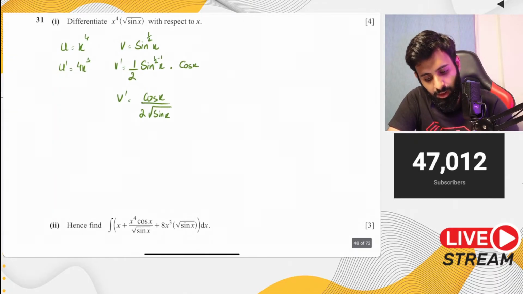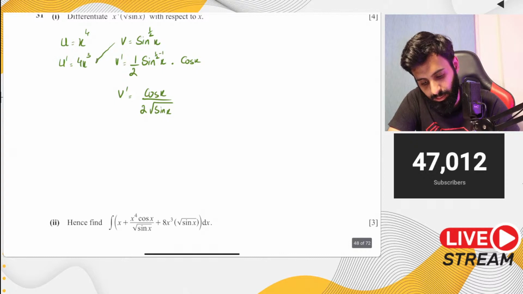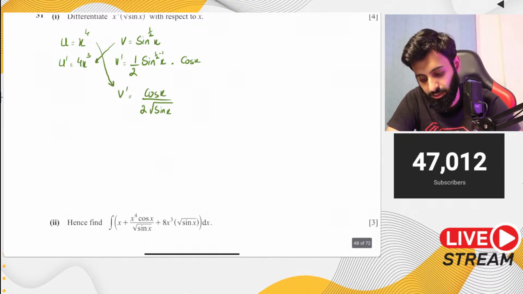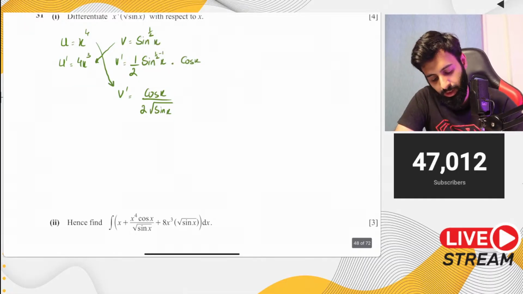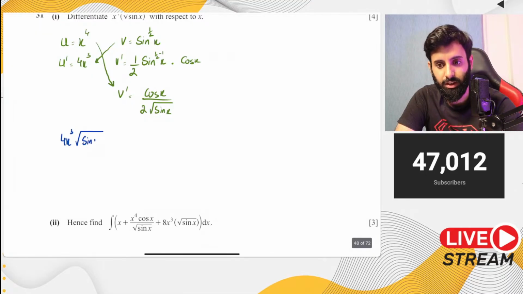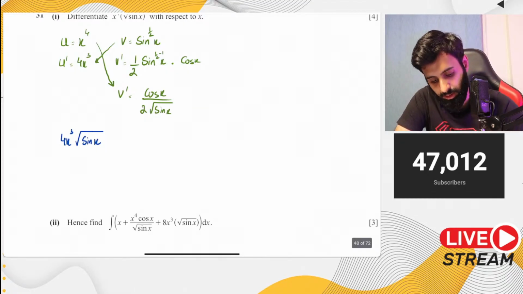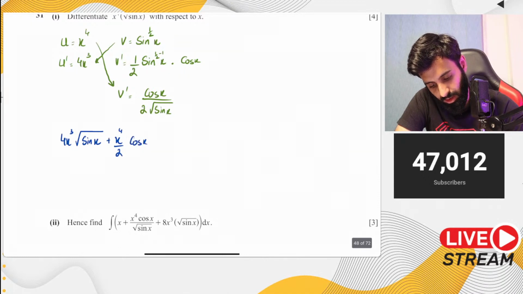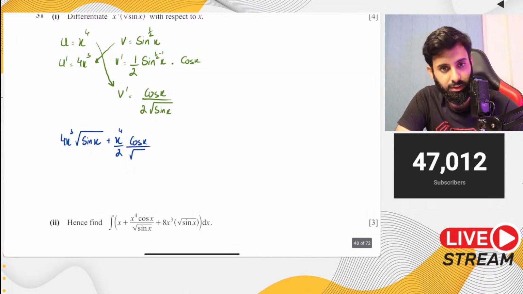All right. Now, so vu prime plus uv prime is what the differential is equal to. So vu prime, now I would prefer to write it back as square root of sine x. So 4x cube into square root of sine x. Then what do we have? Then we have x power 4 upon 2. So x plus x to the power 4 upon 2 into cos x upon square root of sine x.